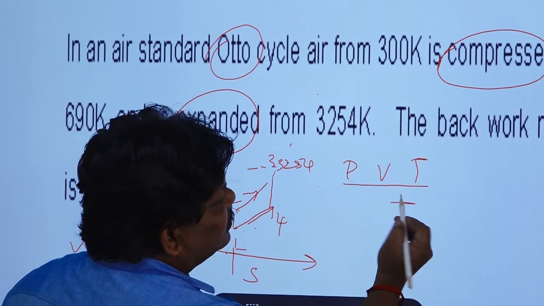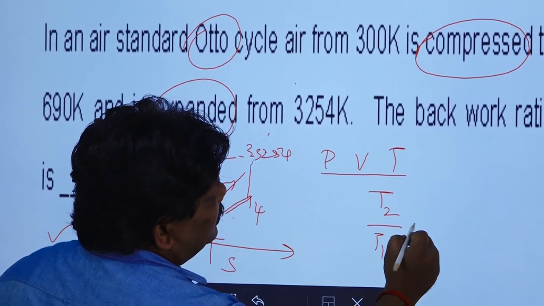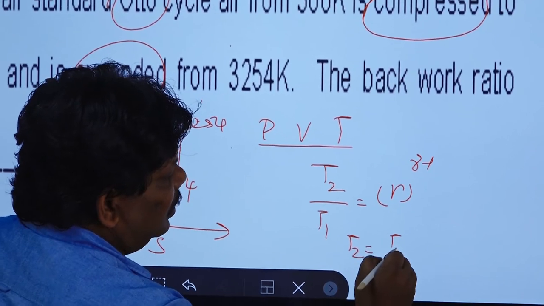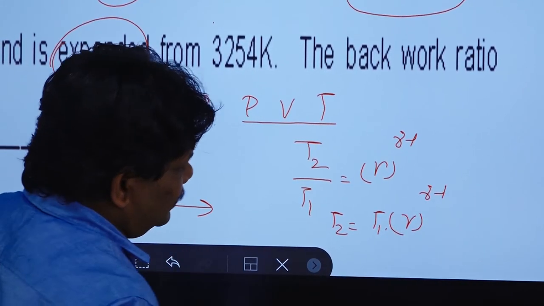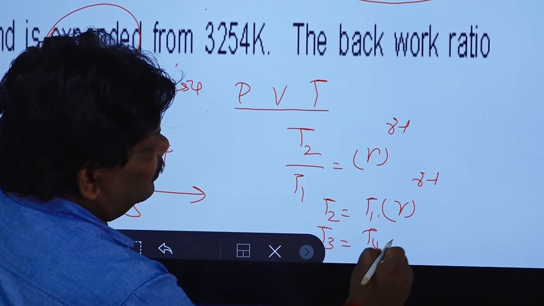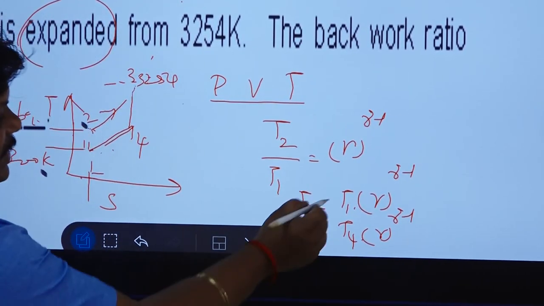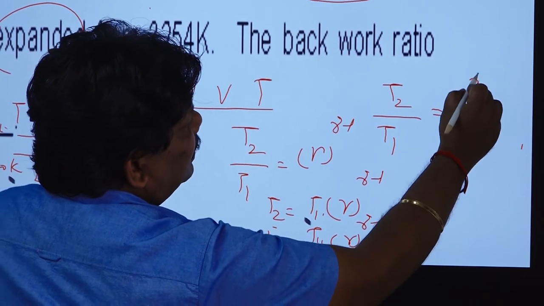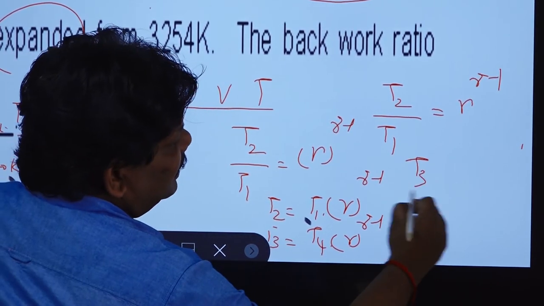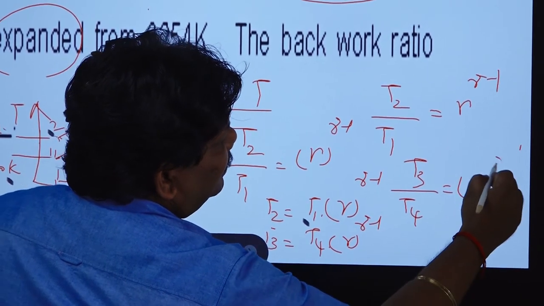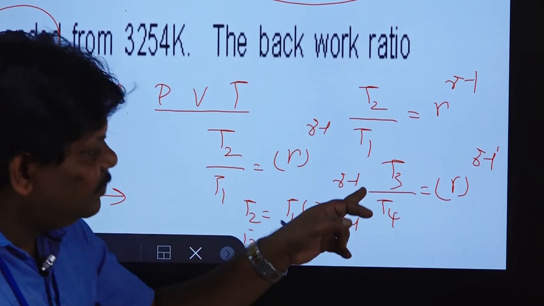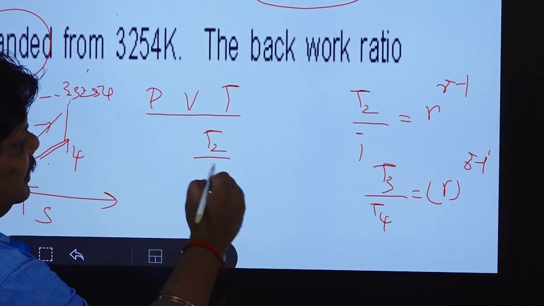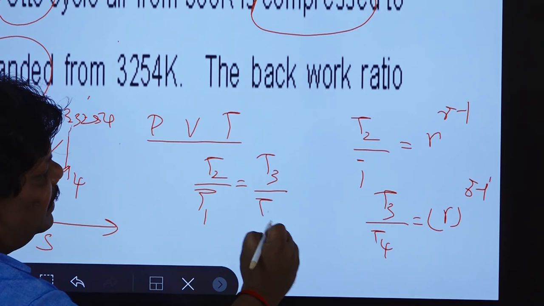Now you know that T2 by T1 is equal to r power gamma minus 1 in the Otto cycle. So T2 is equal to T1 into r power gamma minus 1, and similarly T3 is equal to T4 into r power gamma minus 1. Here you can see that T2 divided by T1 is equal to r power gamma minus 1, and T3 divided by T4 is also equal to r power gamma minus 1. So T2 by T1 is equal to T3 divided by T4.